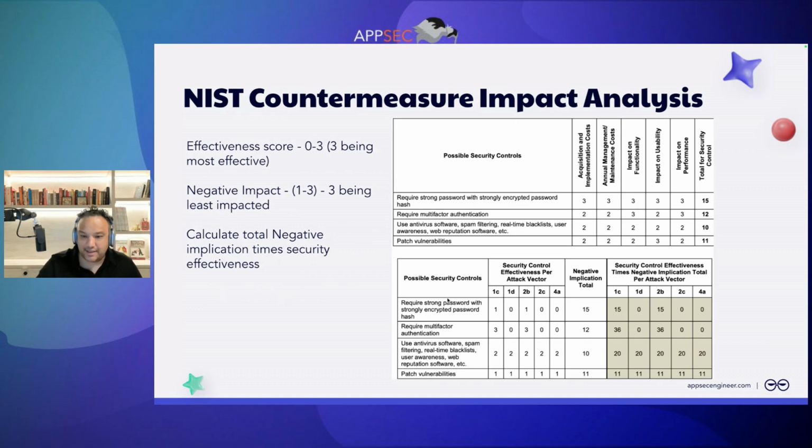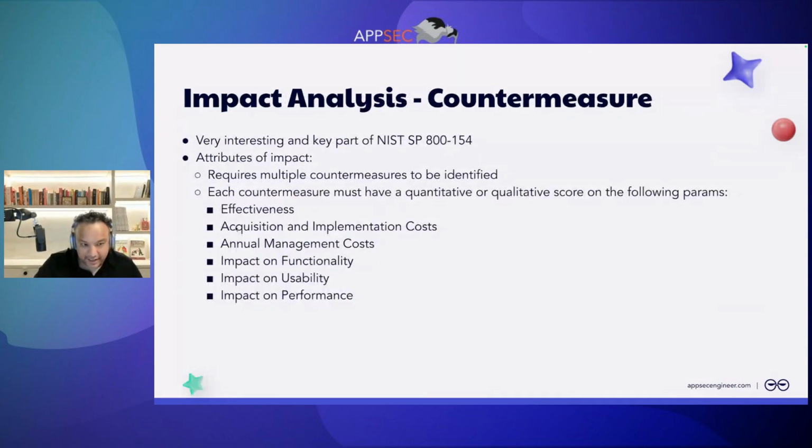In fact, NIST has this scoring system where the effectiveness score is from 0 to 3, 3 being the most effective, and negative impact, 3 being the least impacted, right? So the effectiveness score is a positive parameter, and everything else is a negative parameter. Effectiveness is the only positive parameter. So the idea is your control, if it's high on effectiveness and low on cost, that's the best kind of control, right?